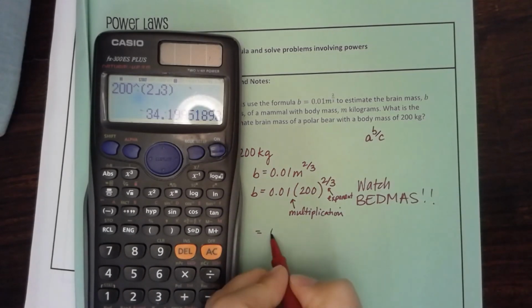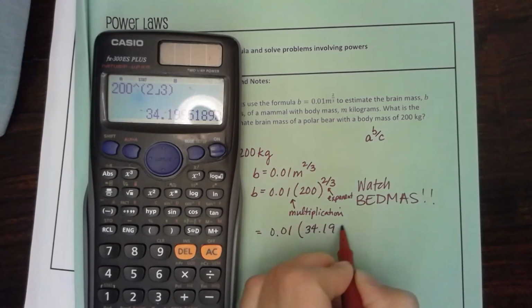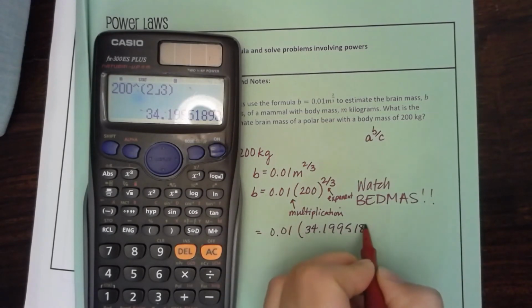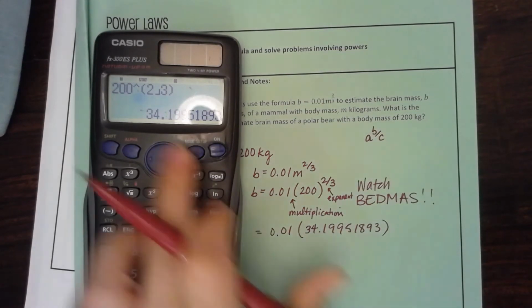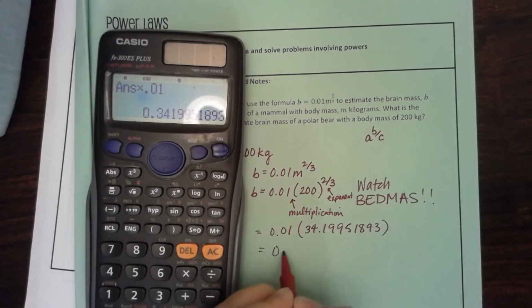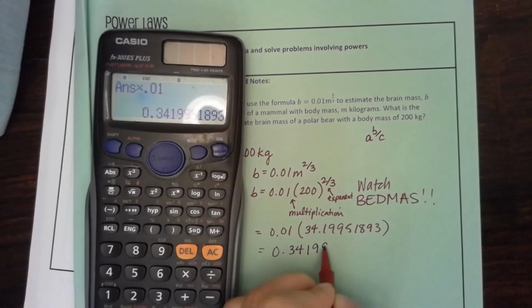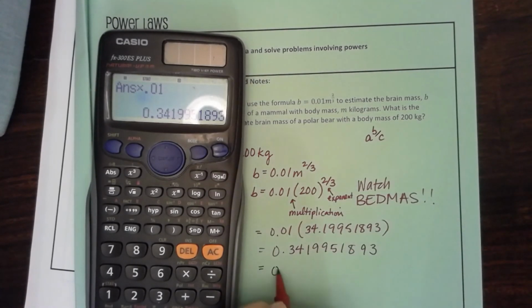Okay, so what we're left with is 0.01 times 34.19951893. And you don't actually have to write out this step. It's kind of unnecessary. We want to put it in our notes so we know what to do first. And then now we're going to multiply that. I'm going to keep it in my calculator and multiply it by 0.01, and get 0.3419951893. And we can round that to 0.34 kilograms.